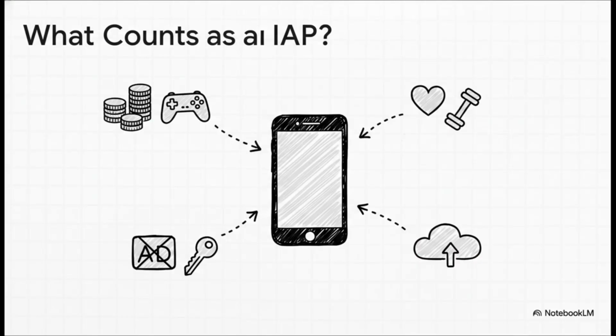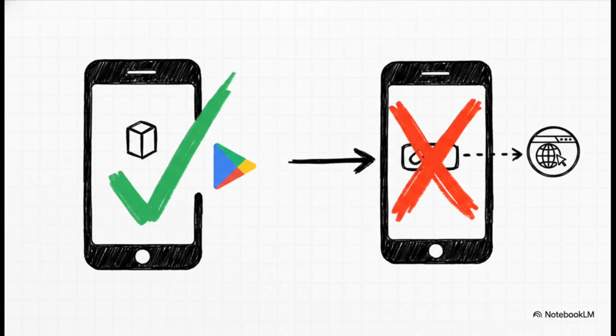To make this crystal clear, let's look at what Google actually calls an in-app purchase. It's not just about items in a game, it covers a huge range of digital stuff. Subscriptions for services like fitness or dating apps, unlocking new features in your app, and even cloud software services like data storage. The rule of thumb is if it's digital and you access it through your app, it falls under this rule. And believe me, Google is absolutely serious about this.